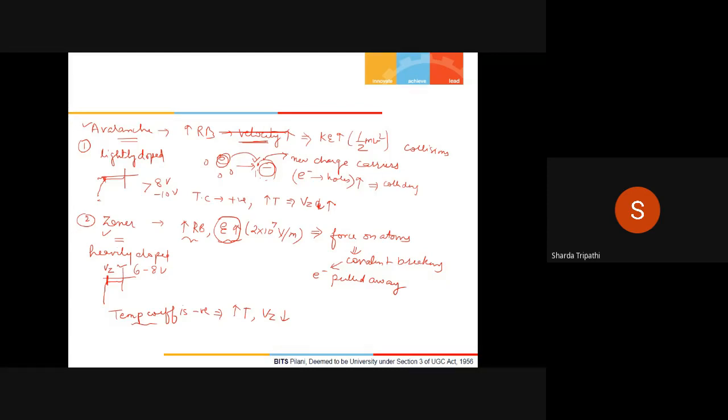And then there are other distinctions. One happens for lightly doped semiconductors, the other happens for heavily doped semiconductors. Then you have the distinction in terms of the breakdown voltage and the temperature coefficient.